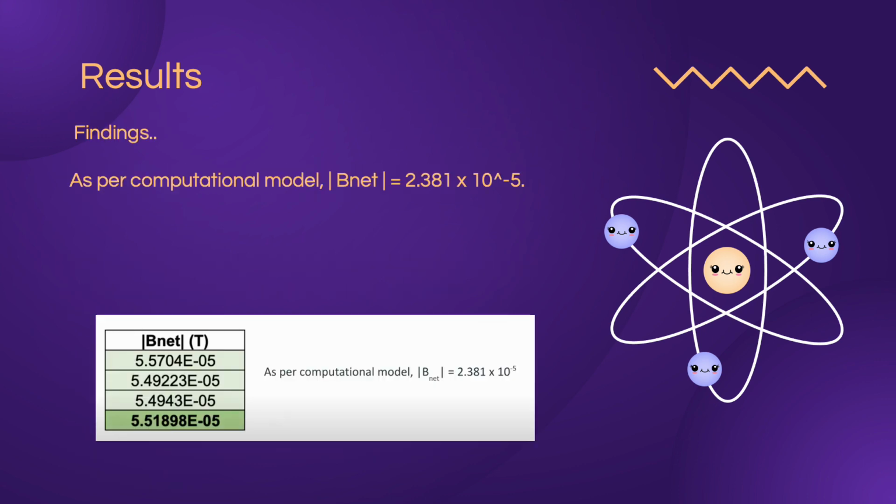To sum all of that up, as per the computational model, B net is 2.381 times 10 to the negative fifth, and below are the values of B.